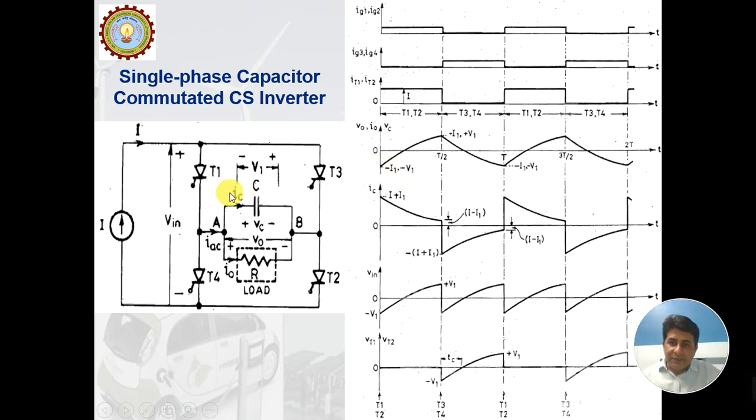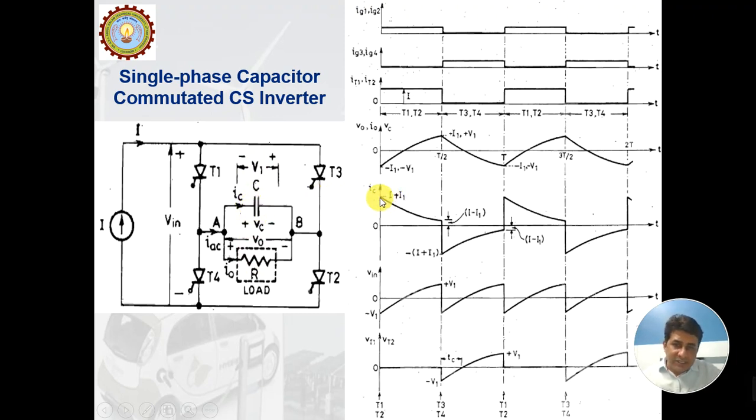When thyristors T1 and T2 are fired, what happens? A current gets established in this circuit through this capacitor and through this resistance R, and then it goes back to the supply like this. Now the capacitor current IC at time t equals 0: the capacitor voltage is negative, but its current is given by I plus I1. What is I? I is the current that is coming from the supply, and there is one more current I1. This current I1 is V1 by R. So there are two components of current flowing through the capacitor.